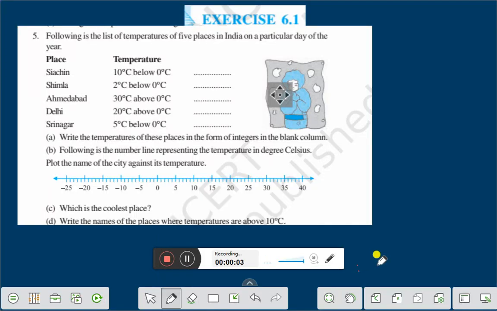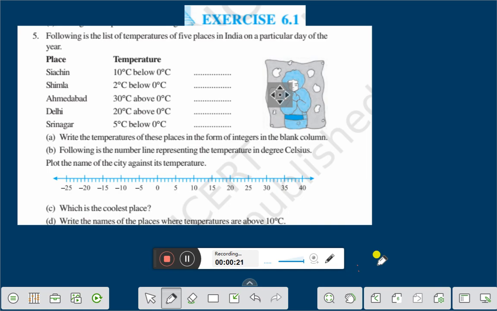Hello everyone. Today we shall discuss exercise 6.1 question number 5. Following is the list of temperatures of 5 places in India on a particular day of the year. The places are Siachen, Shimla, Ahmedabad, Delhi, Srinagar.